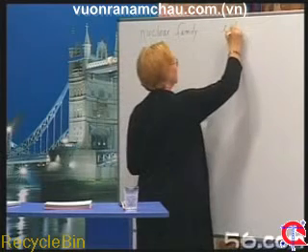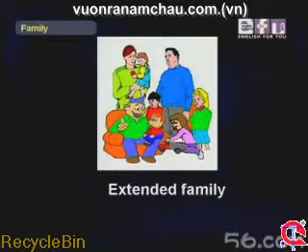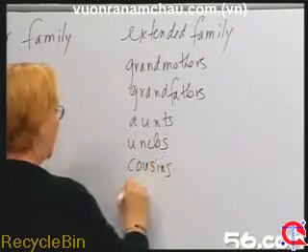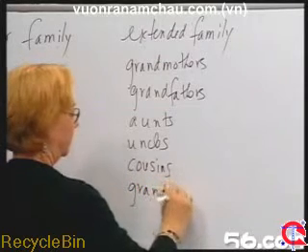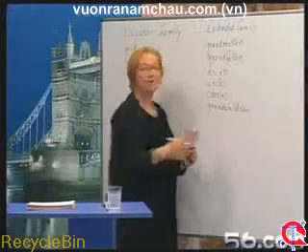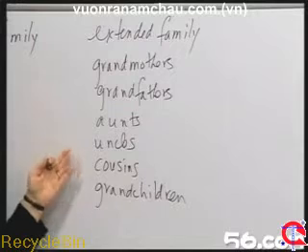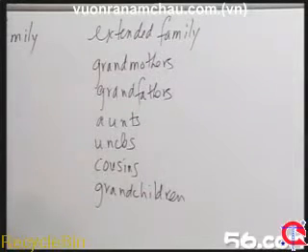Some families are big. This is the extended family. In this family we see grandmothers, grandfathers, aunts, uncles, maybe cousins, and grandchildren. Okay, so the extended family is big. Grandmothers, grandfathers, aunts, uncles, cousins, grandchildren, mother, father, children.